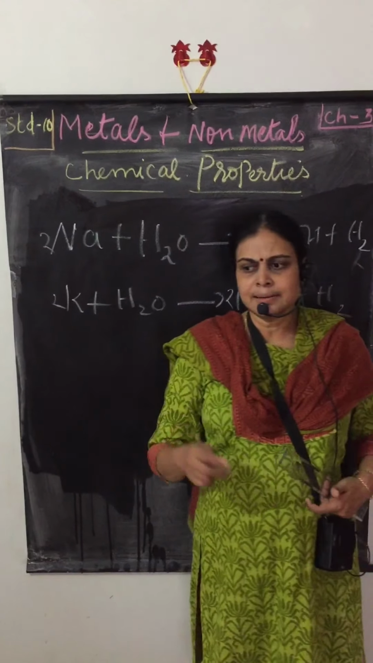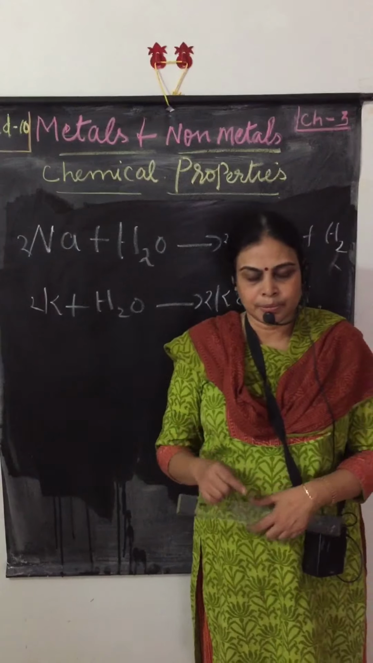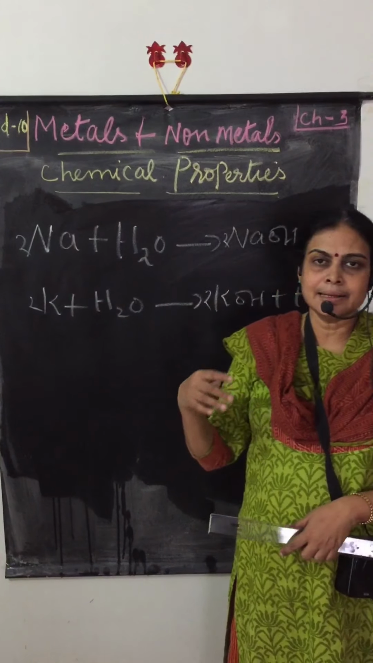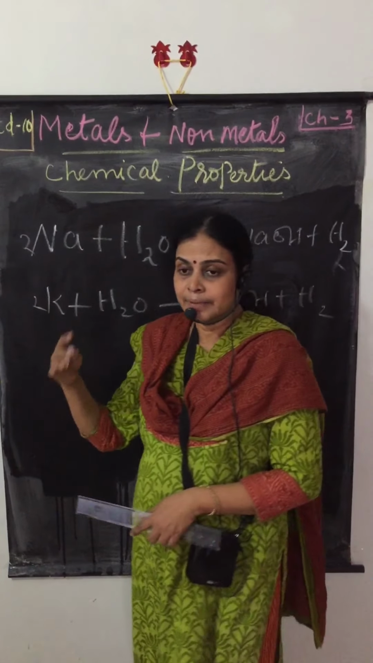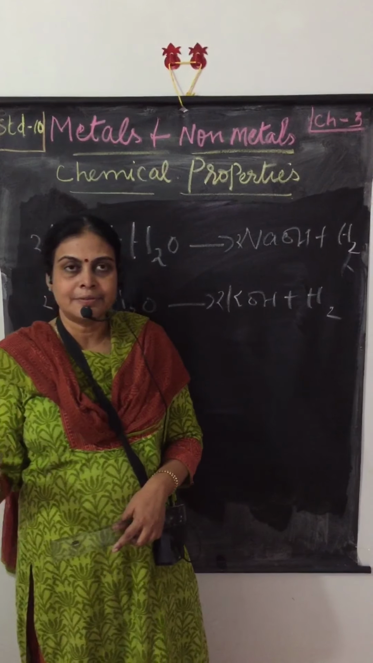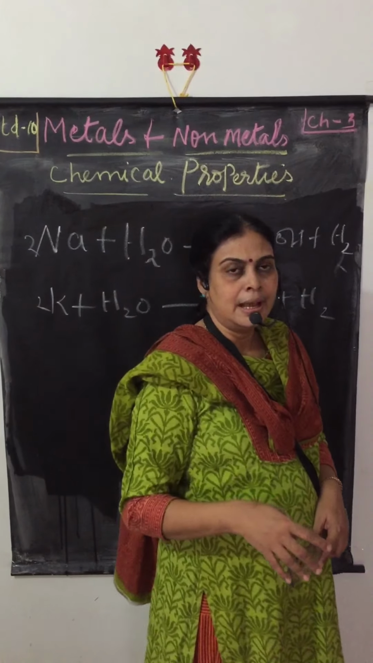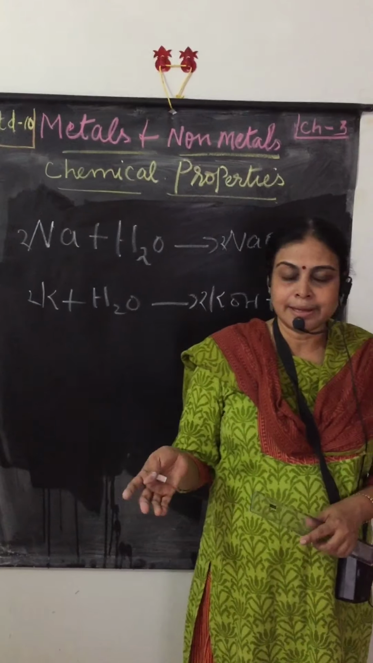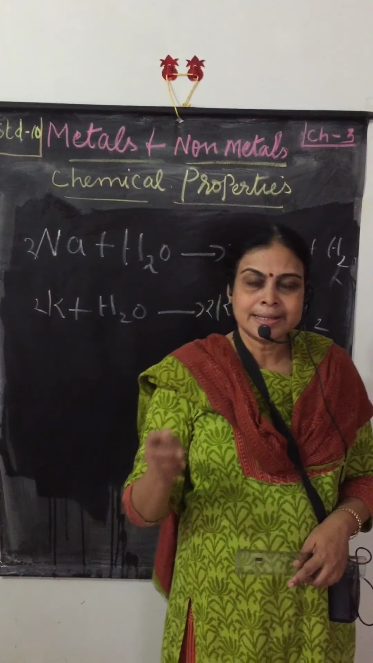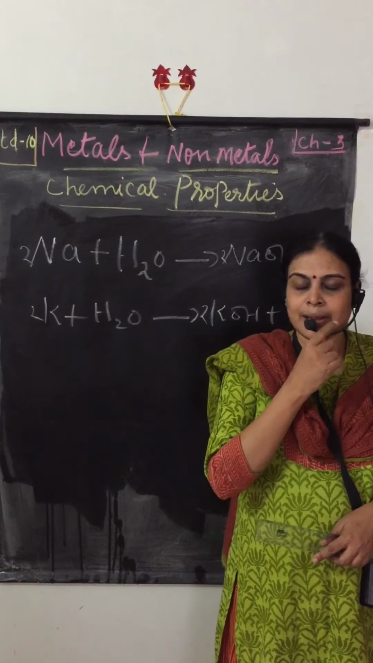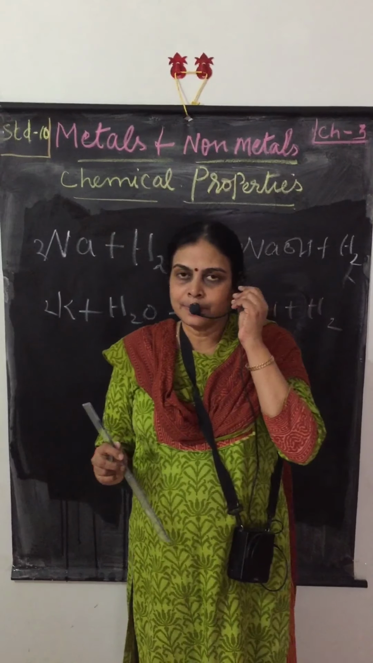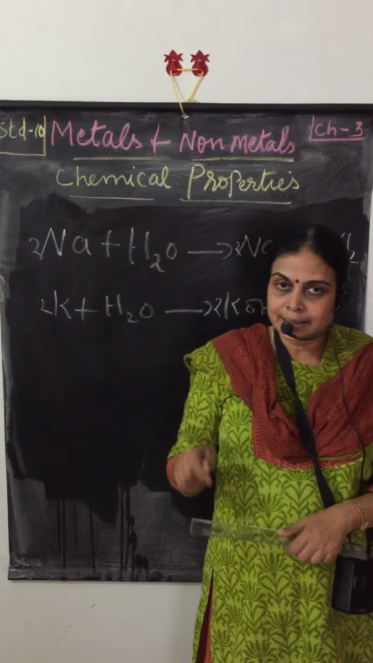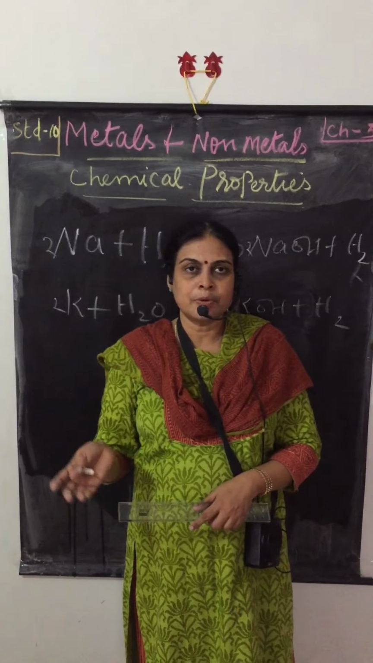Certain metals like sodium and potassium are highly reactive, and even when exposed to air itself, they combine with oxygen, catch fire and an explosion takes place. So they are kept under kerosene. That is why in the laboratory sodium and potassium metals are kept under kerosene, because when exposed to air they catch fire.